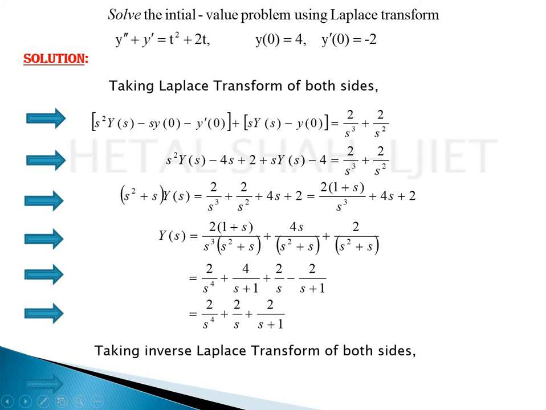So taking inverse Laplace transform on both sides, we get t cube by 3. The inverse Laplace of 1 upon s is 1, and the inverse Laplace of 1 upon s plus 1 is e raised to minus t. So this is the answer of the given example.